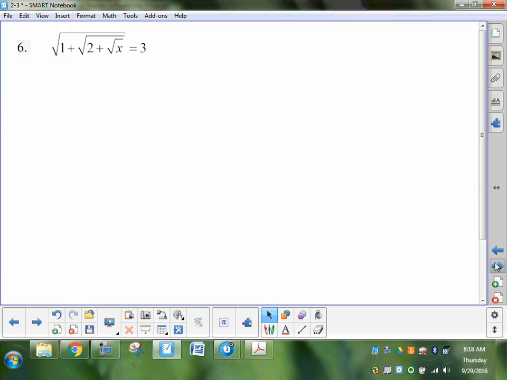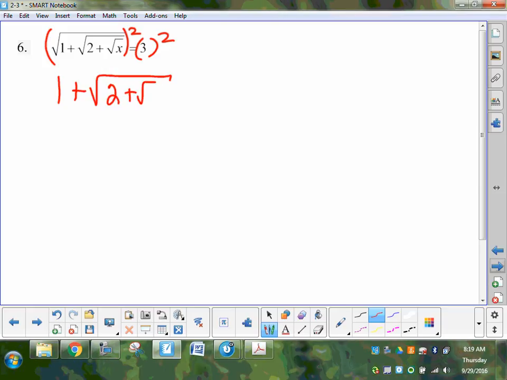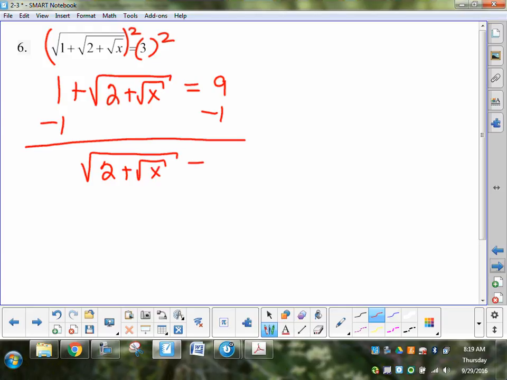This is so easy. Hands up, please, if you can tell me what your first step you want to try to be. That's terrific. So I'm going to square both sides. So when I do that, I'm now left with the outside radicals gone. So 1 plus the square root of 2 plus root x is equal to 9. Who can tell me what my next step is going to be? What'd you say? You are right. Subtract 1 from both sides. So now I've got the square root of 2 plus the square root of x is equal to 8.